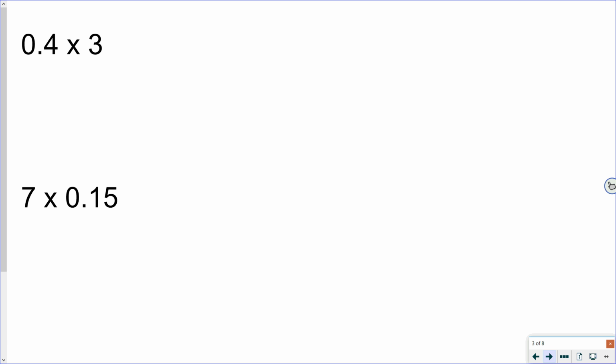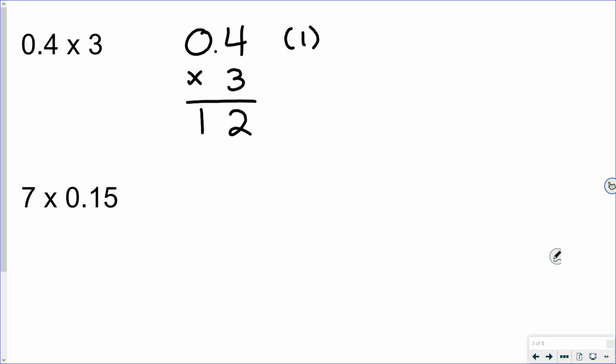So if we take 0.4 times 3, we're going to rewrite that vertically. So 0.4 times 3, and 4 times 3 is 12. So we did our multiplication. We didn't worry about the decimal points. We just took 4 times 3. Then 0.4 has one digit behind the decimal point. 3 has no digits behind the decimal point. So our answer requires one digit behind the decimal point. So our answer is 1.2.